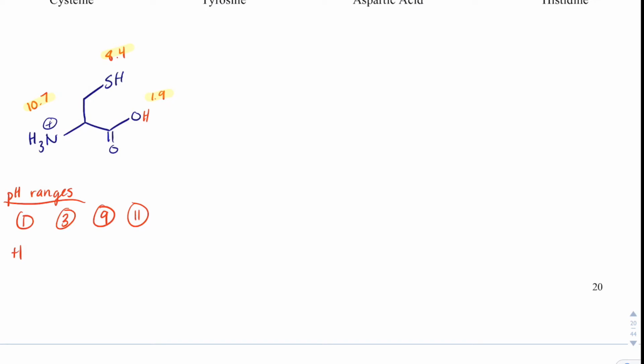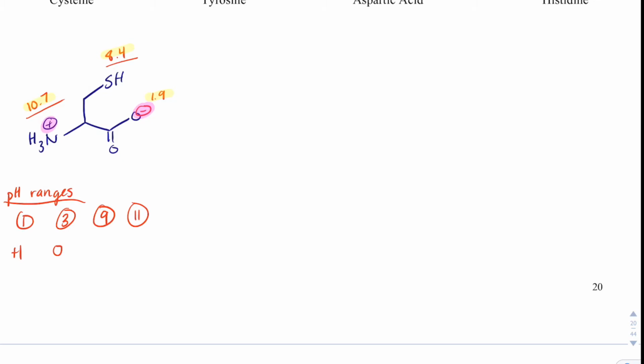Okay, now I'm going to do pH of 3. How do things change at a pH of 3? This guy becomes negative. This is still the same, and this is still the same. And so if I add up all the charges, I have plus 1, minus 1. Overall, those are neutral.